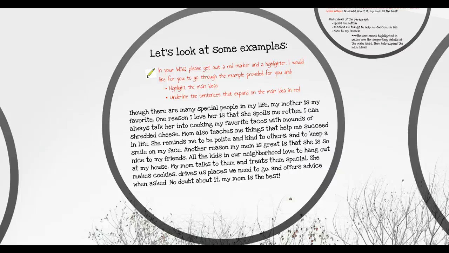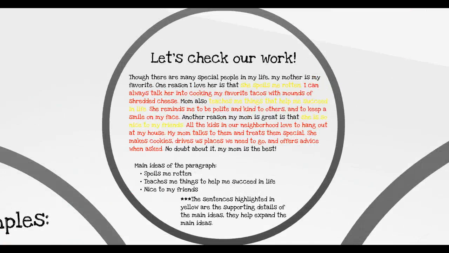So if you need to pause the video to go back and highlight and underline, go ahead and do that, and then we'll check our answers. All right, so everything you see in yellow are the main ideas. Spoils me rotten, teaches me things to help me succeed in life, and nice to my friends. The sentences in red are the supporting details and help the main ideas.